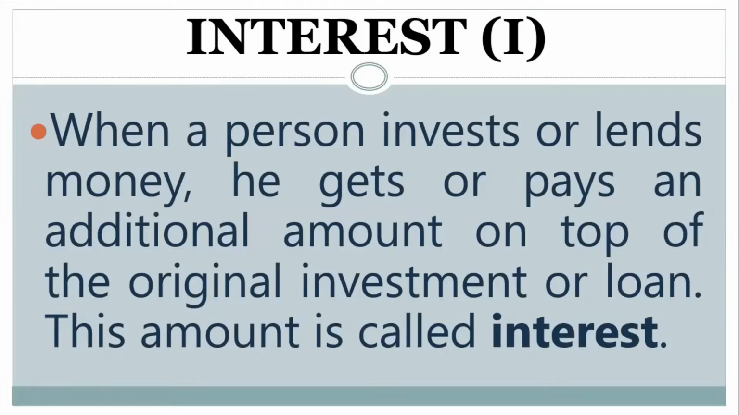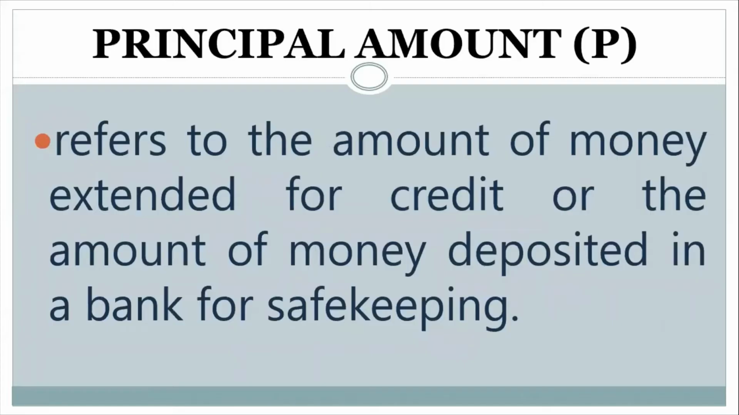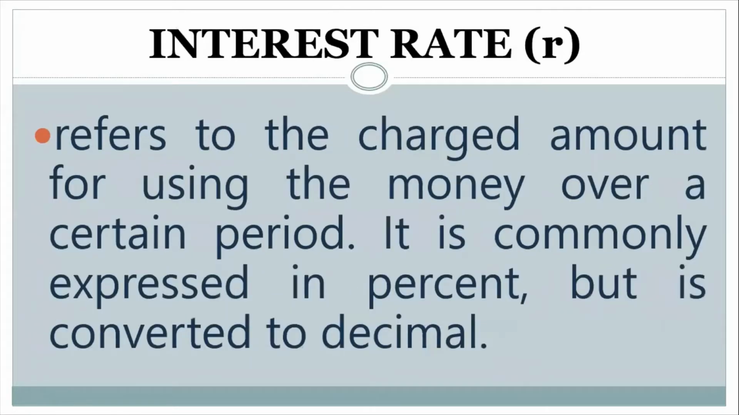Now let's proceed to principal amount. This refers to the amount of money extended for credit or the amount of money deposited in a bank for safekeeping. Next is the interest rate. This refers to the charge amount for using the money over a certain period. This is charged by the lender or the rate of increase of the investment. It is commonly expressed in percent, but it is converted to decimal.